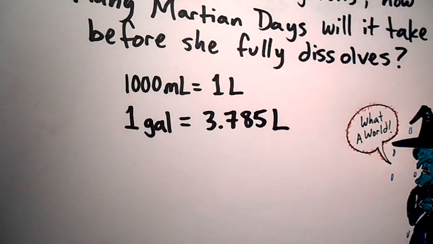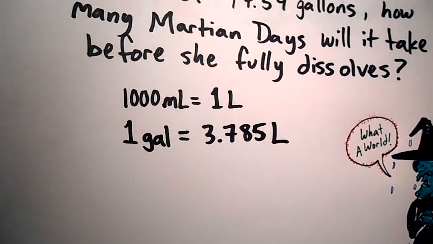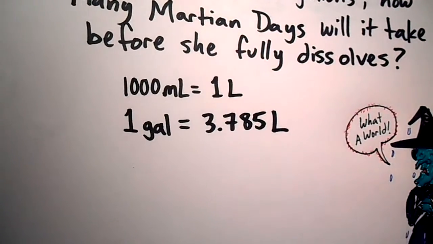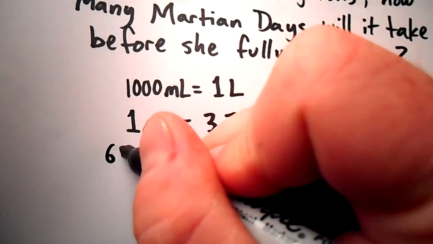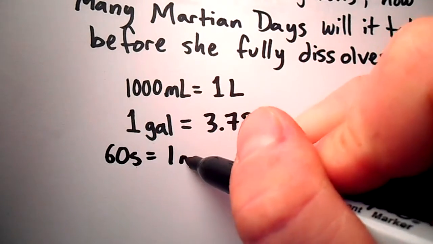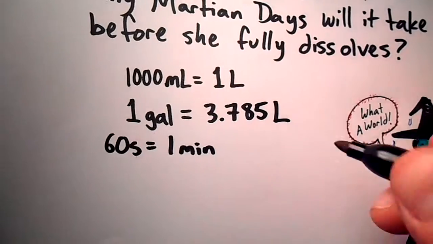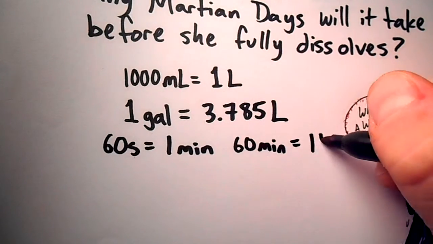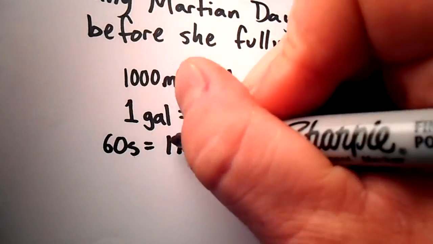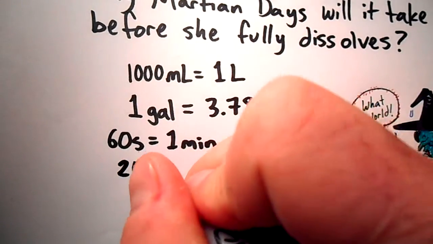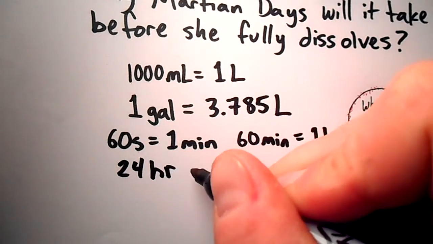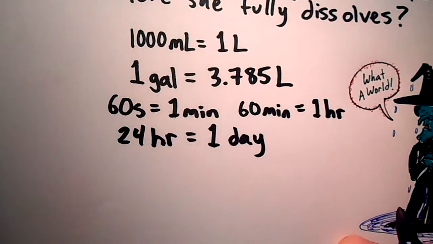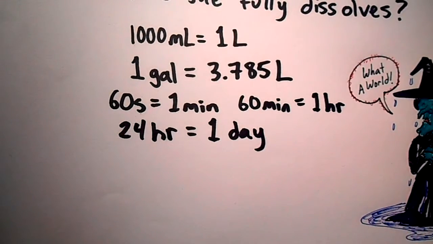Okay, we also are going to need to know the conversion to go from seconds all the way to Martian days. So we know that for every 60 seconds, that's equal to 1 minute. We know that exactly. We also know that for every 60 minutes, that's equal to 1 hour. We're going to use 24 hours is equal to 1 Earth day. And now, how many days equal a Martian day?